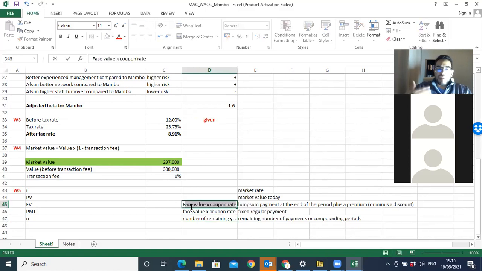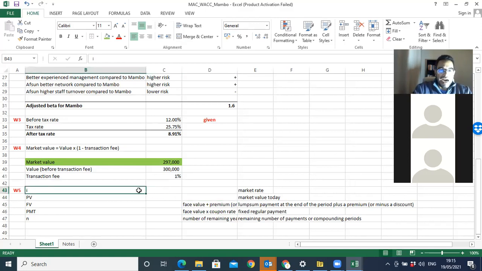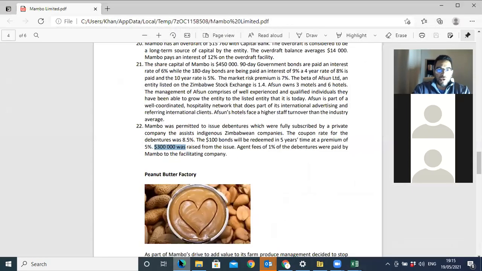Future value is your lump sum payment at the end of your period. Your lump sum payment at the end of your period is your face value, plus premium if there is a premium, or minus discount if there is a discount. There won't always be a premium. There won't always be a discount. Your present value is your current market value. So using that information, let's complete this. We want I. So now let's complete this using the question.